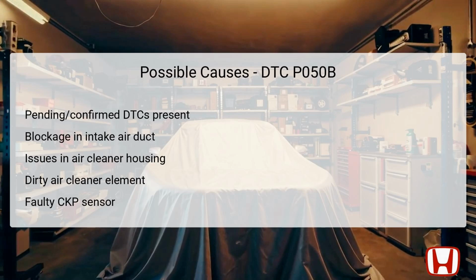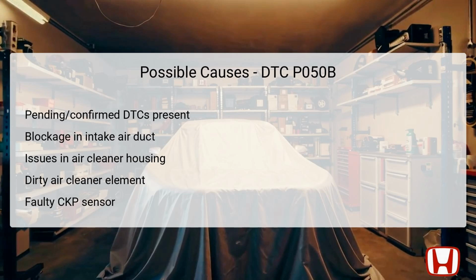There are several possible causes for DTC P050B, each linked to how the cold start ignition timing operates. First, the presence of any pending or confirmed DTCs can signal other underlying issues which might directly affect ignition timing. Blockages in the intake air duct can restrict airflow, impacting the air-fuel mixture, critical for effective ignition.